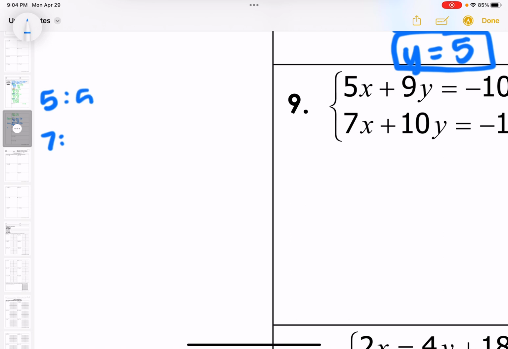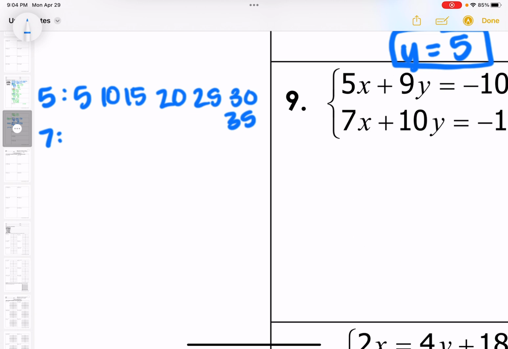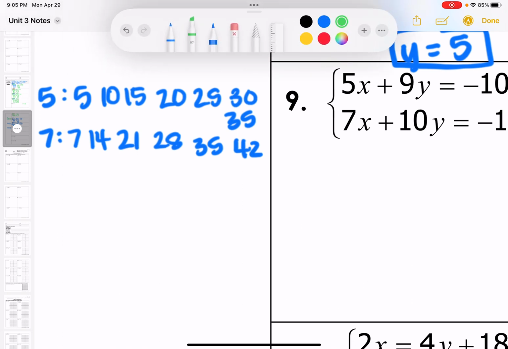they have in common. So 5, 10, 15, 20, 25, 30, 35. And then 7, 14, 21, 28, 35, 42. All right, so looking at these two lists, that could go on forever, okay? But the smallest number that they're going to have in common is 35.